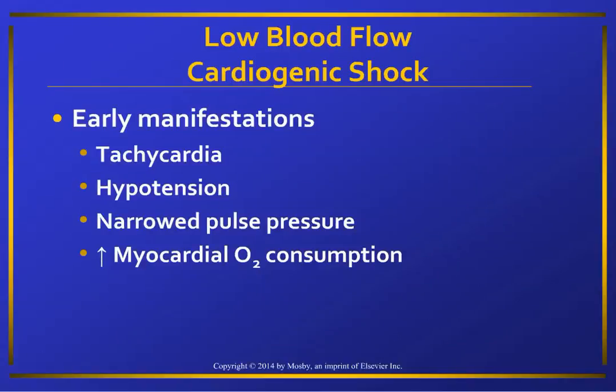The early manifestations of cardiogenic shock include tachycardia, hypotension, a narrowed pulse pressure, and increased myocardial oxygen consumption. The early clinical presentation of a patient with cardiogenic shock is similar to that of a patient with acute decompensated heart failure. The heart's inability to pump blood forward will result in a low cardiac output, less than 4 liters a minute, and cardiac index, less than 2.5 liters per minute per meter squared.